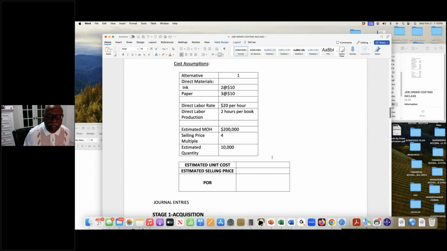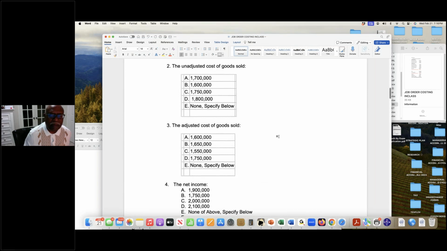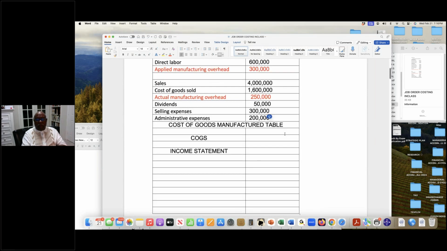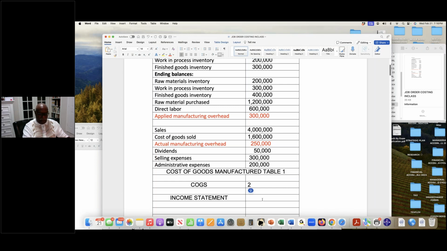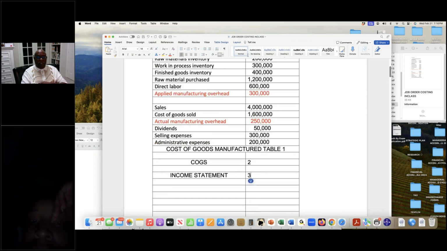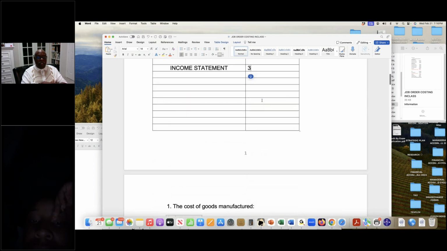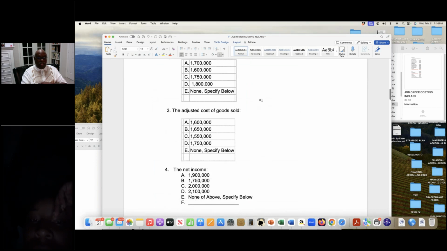So for next class period, we'll make some assignments. This is team one, cost of goods sold is team two, income statement is team three. Okay, on this problem, when you come to class, you're putting it up and answering your related multiple choice questions.